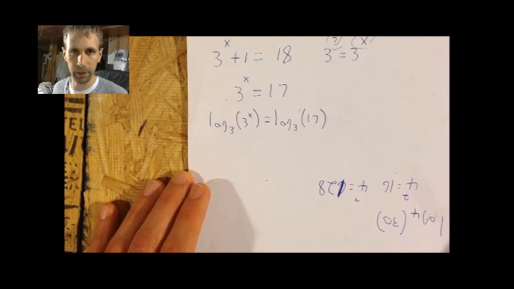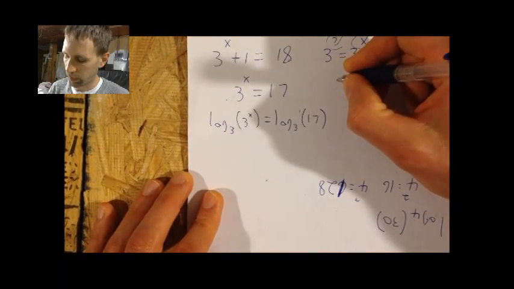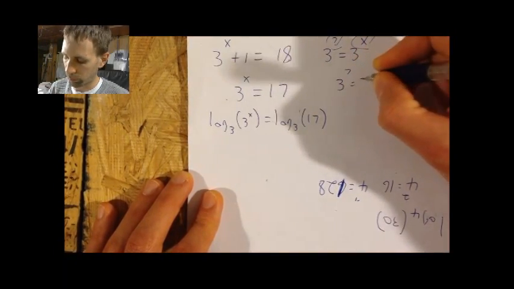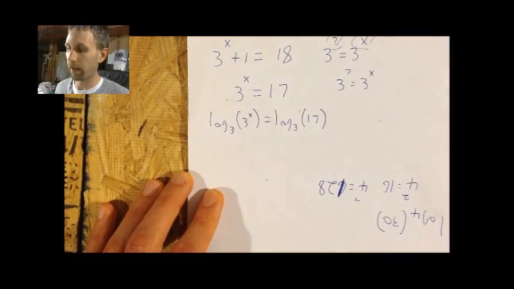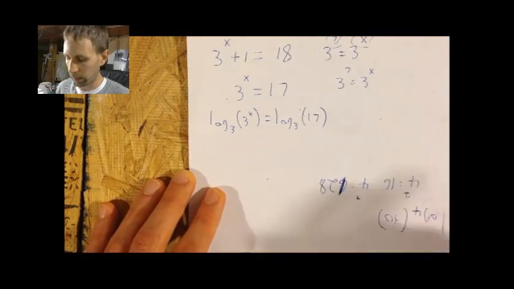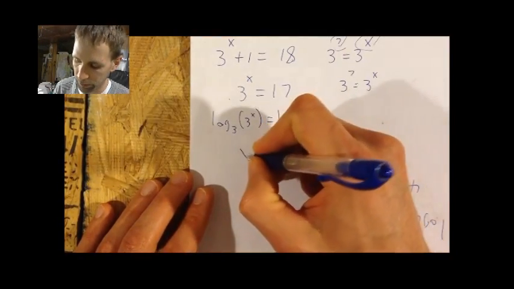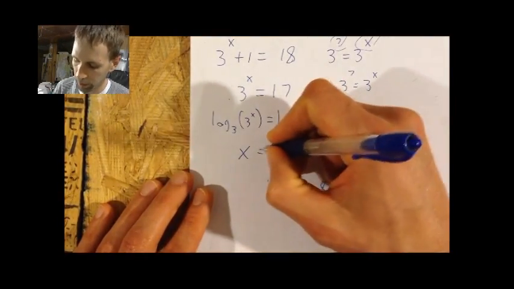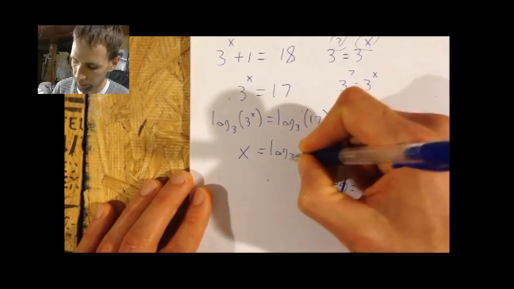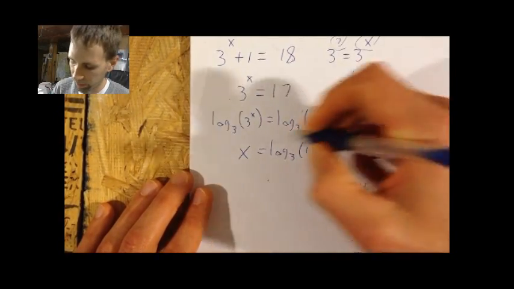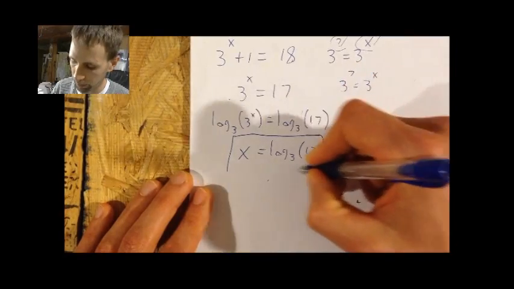Well, the answer is obviously x, right? If we said 3 to the 7th equals 3 to the x, and you asked for x, the answer would be 7. So this combination here, they undo each other, and out pops just the argument. x equals log base 3 of 17. And that's the answer. That's how I would accept the answer.